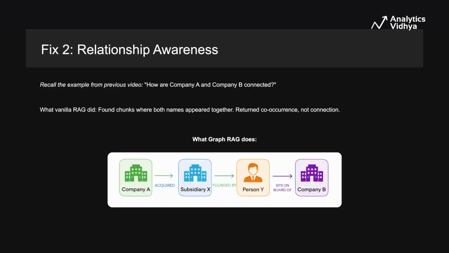Now the second example from the previous video. How are company A and company B connected? Vanilla RAG found chunks where both names appeared together and returned co-occurrence, not connections. In Graph RAG, during indexing, the entity extraction captured company A, company B, subsidiary X, and person Y as nodes, along with the relationships between them as edges. When this query comes in, the traverser follows that exact path. Company A acquired subsidiary X, founded by person Y, who sits on the board of company B. The connection is not guessed from text proximity. It is retrieved directly from the graph structure. That is a fundamentally more reliable approach.